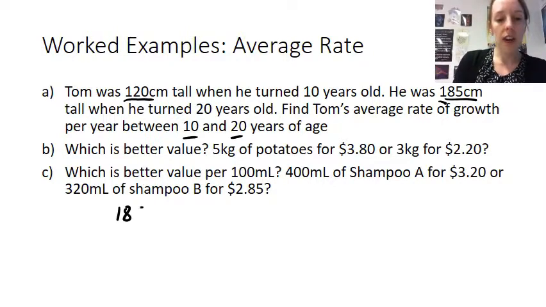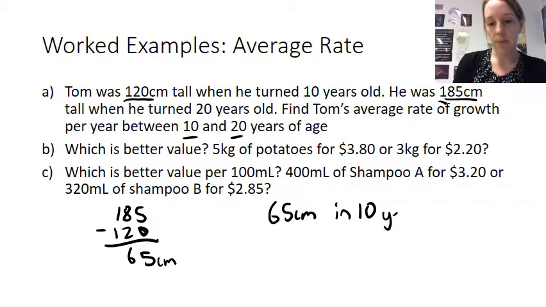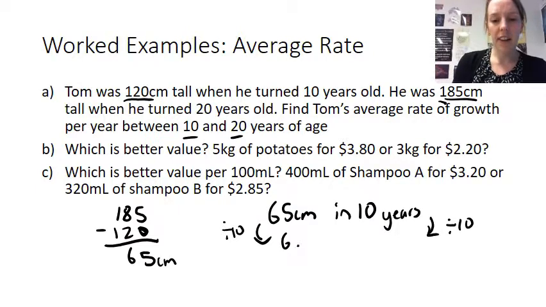So I'm just going to do 185 take 120, just to work out how much he actually grew. 5 take 0 is 5, 8 take 2 is 6. So he grew 65 centimeters, and between 10 and 20 years is 10 years. So he did 65 centimeters of growth in 10 years. So I'm going to divide by 10 to work out his average growth per year, because that's what our question asks us to do. So divide both sides by 10. So that's 6.5 centimeters in 1 year.